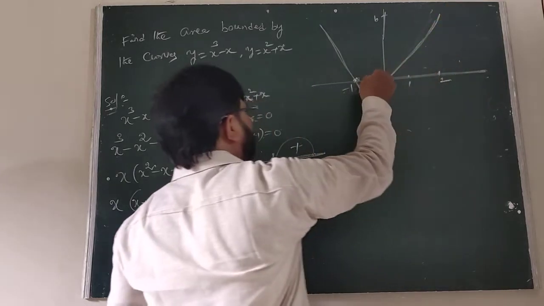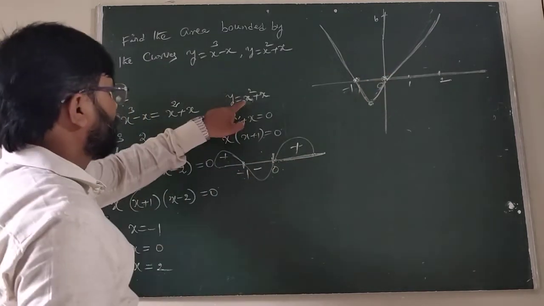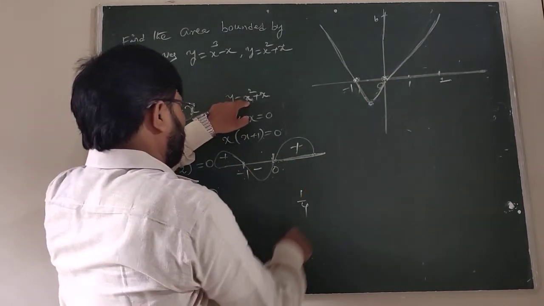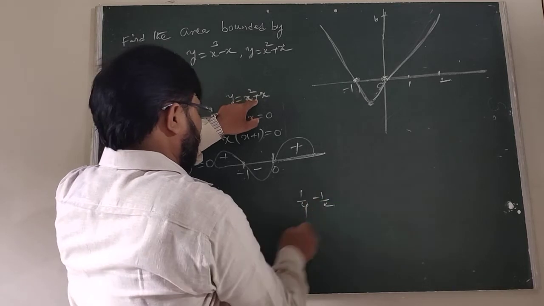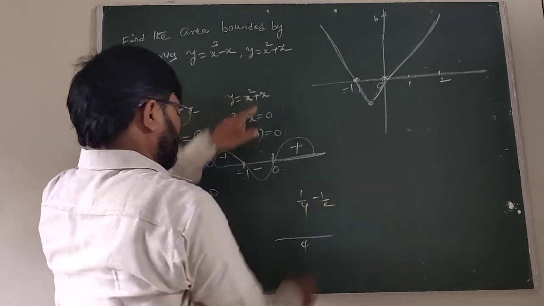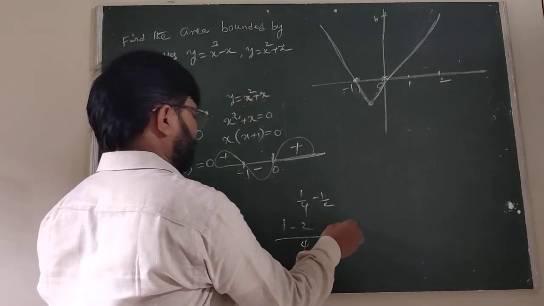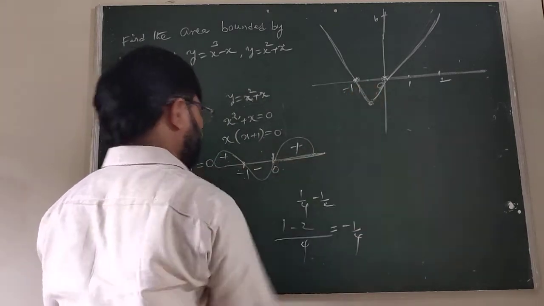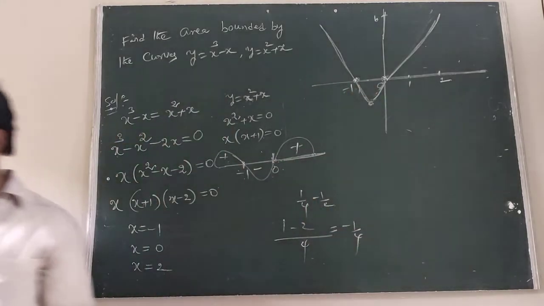Okay students, when we are taking, suppose, minus 1 by 2, minus 1 by 2 whole square is 1 by 4, minus of 1 by 2 is that. Now we can take 1 by 4 minus 1 by 2, that is minus 1 by 4, which is approximately minus 1.2.